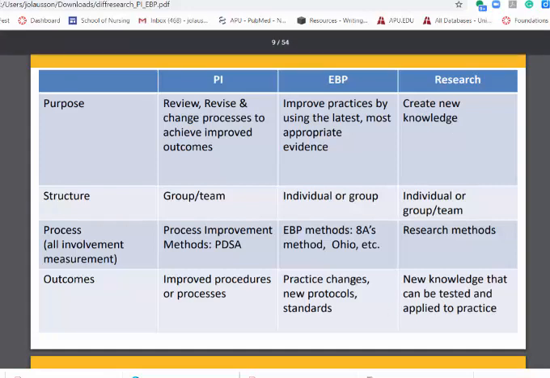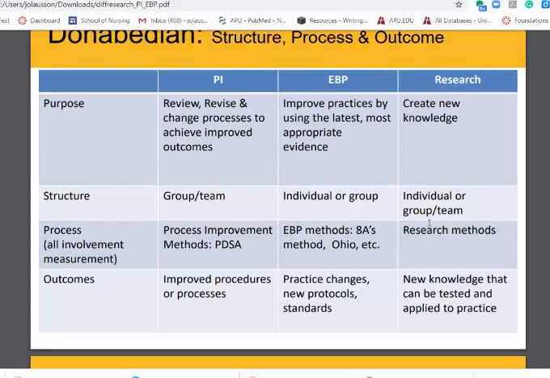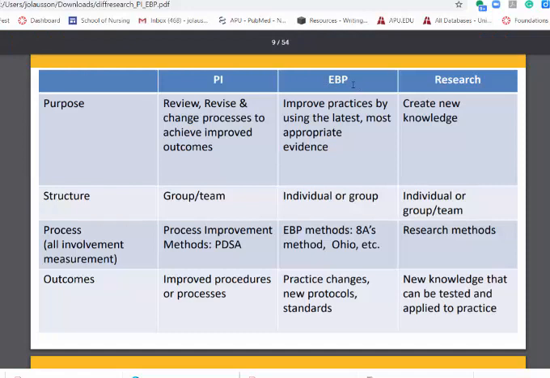And so for a lot of you this week, you gave a research question for your PICO where you were really looking at something that hadn't been answered yet. So you were trying to create new knowledge in your PICO, where you really want an EBP question for this, where some of your outcomes might be practice change, new protocols, or standards.